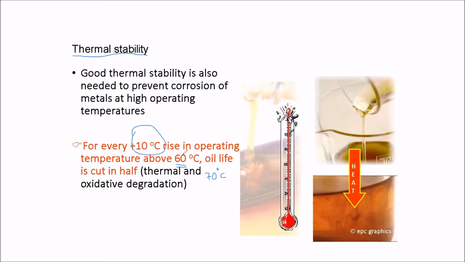So initially, if you run at 60 degrees, the oil can last for 6 months. But if you run at 70 degrees Celsius, it can only last for 3 months. Then after 3 months, you have to change your hydraulic oil.